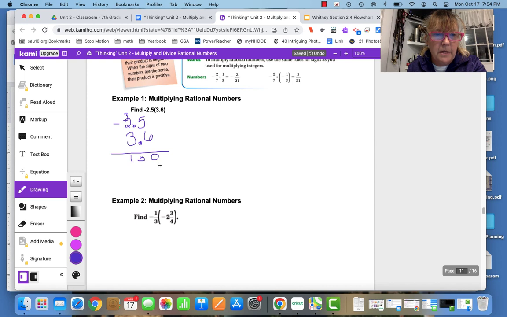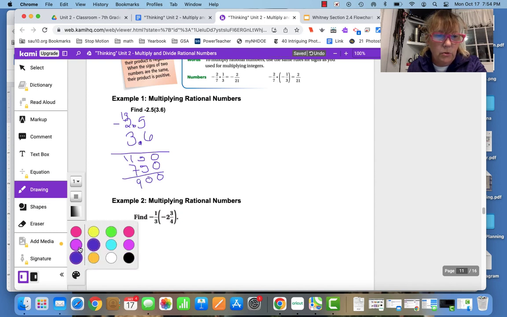Then we're going to multiply in the tens place, so we have to pad the ones place with a 0. 3 times 5 is 15, carry the 1. 3 times 2 is 6, plus the 1 is 7. And now we're going to add up all those numbers. So 0 and 0 is 0. 5 and 5 is 10. Carry the 1. And then 2 plus 7 is 9.